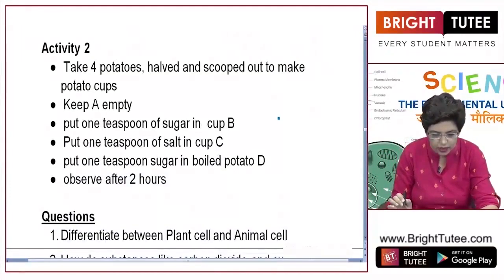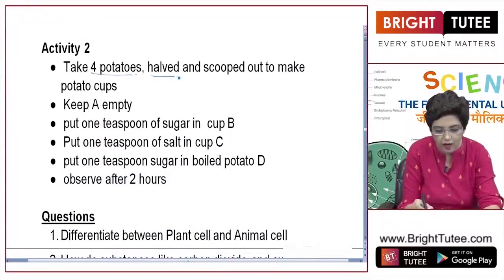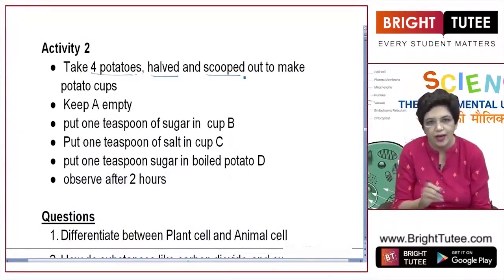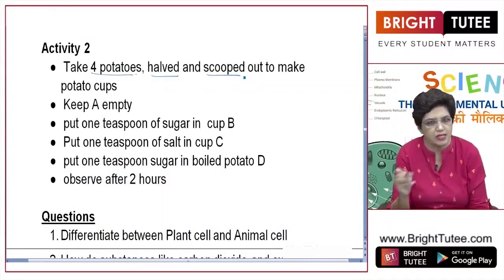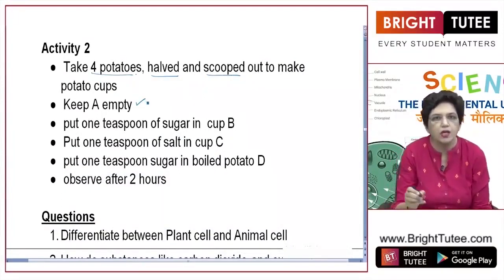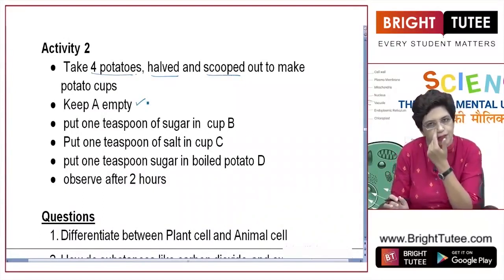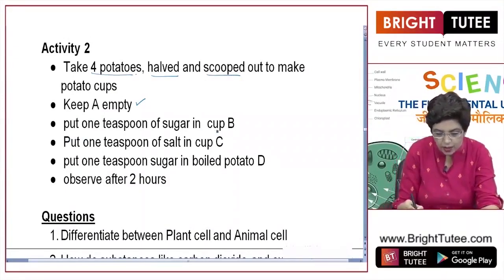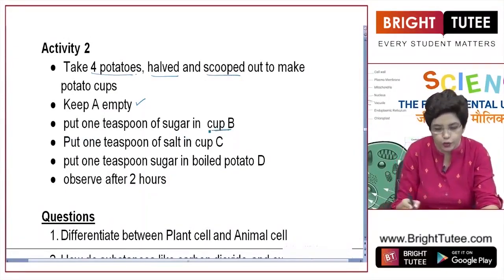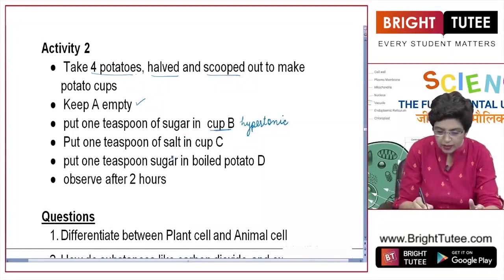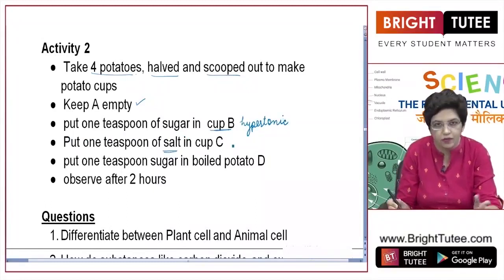Another activity: take 4 potatoes, halve them and scoop them out to make a cup shape, and mark them A, B, C and D. Keep cup A empty. This is called control, because it will help us compare the different cups with the other potatoes. Next, in cup B, you put 1 teaspoon of sugar. So high concentration of sugar means it is hypertonic, with less water. Then in third cup C, you put 1 teaspoon of salt. Again, it is hypertonic.